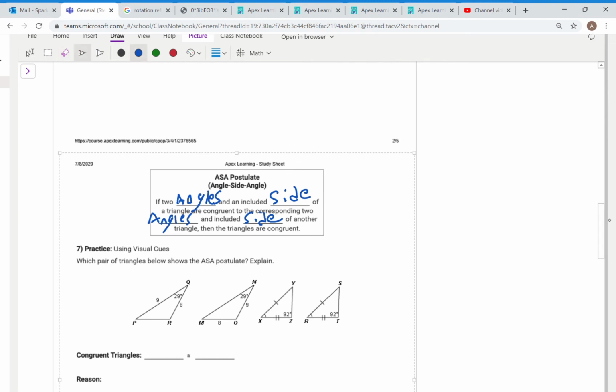Here I have the 9, and it matches with a 9. My 8s match. Oops. And these angles actually match. But if I look at them, they're still not congruent because I have side, angle, side, which isn't even what I'm looking for. So that was from before.